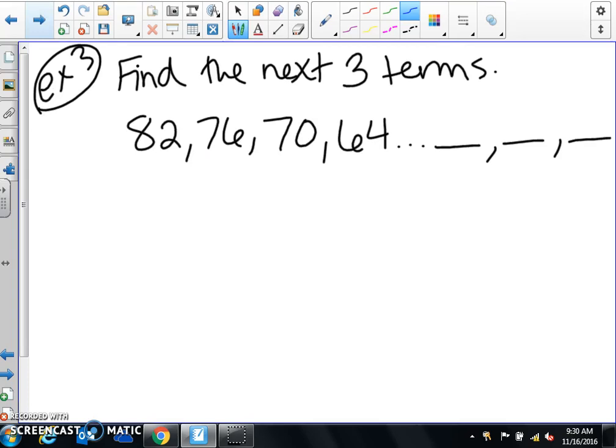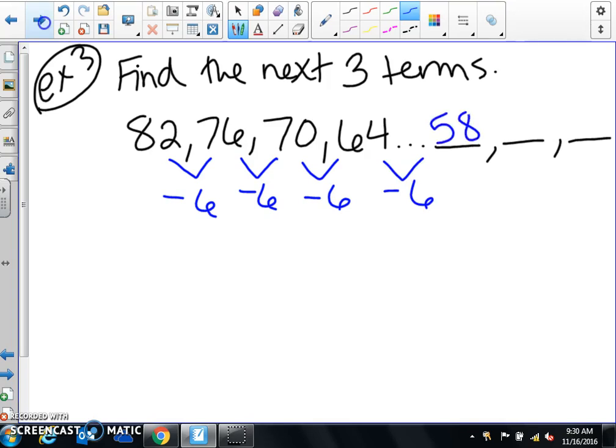Find the next three terms. All right, so I've got to figure out the pattern first. To get from 82 to 76, I subtract 6. 76 to 70, I subtract 6. 70 to 64, subtract 6. So to find the next three, I do 64 minus 6, which is 58. 58 minus 6, which is 52. 52 minus 6, which is 46. That's it. So my answer would be this.